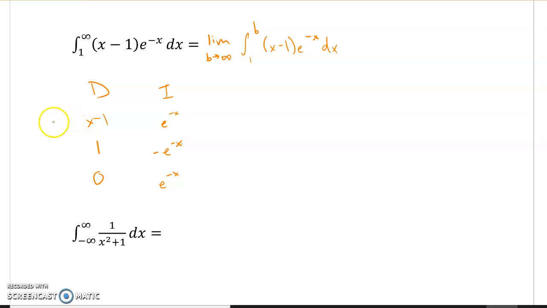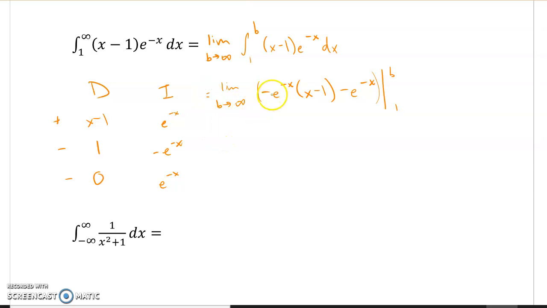This is integration by parts using the tabular method. Don't forget the plus minus plus, and then we go diagonally, and we get x minus 1 times negative e to the negative x, negative e to the negative x times x minus 1. And then we also have minus 1 times e to the negative x, minus e to the negative x. We're going to evaluate that at b and at 1, and we'll subtract the two. And then we're going to let b approach infinity.